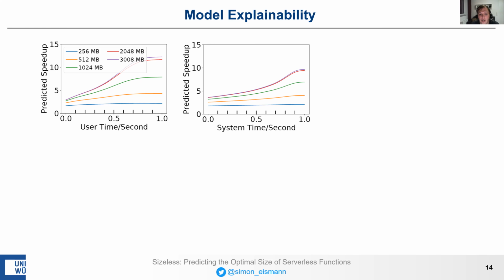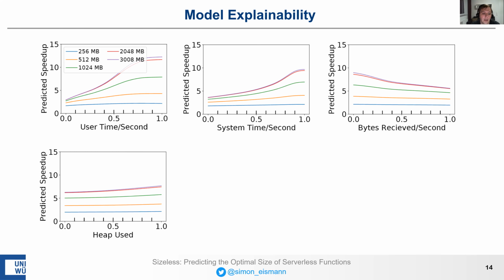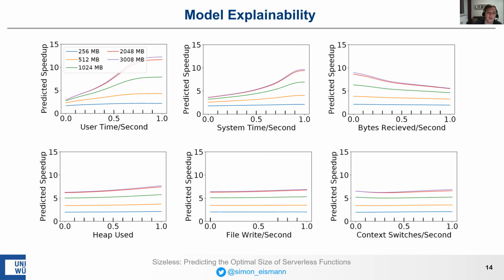The same is the case for the system time per second. When it comes to bytes received, so network usage, we see the opposite direction. The more network usage, the lower the predicted speedup. For the heap used, so the memory utilization, we can see that this only has a slight impact, but in general still correlates with speedup. When we look at other metrics such as file writes per second or the context switches per second, we can see that there's no categorical influence, but rather that these features are used to fine-tune the model.